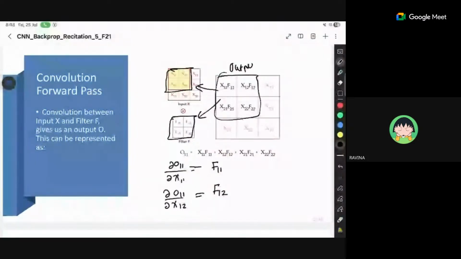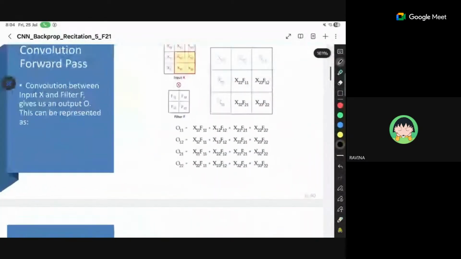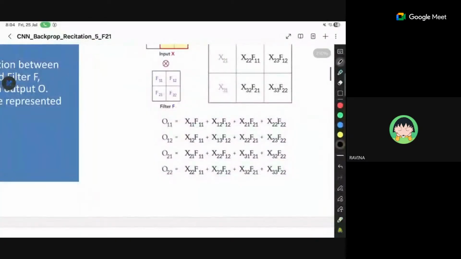Now let's say if I see all 4 of the formulas, okay. Now where X11 has contributed, so here it did. Is there anywhere else it has contributed?